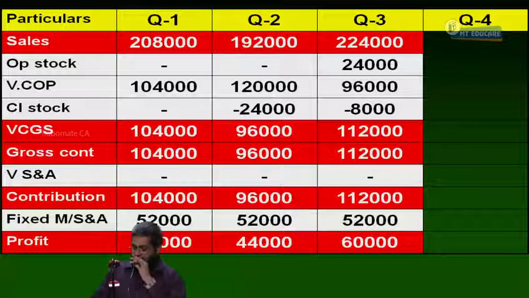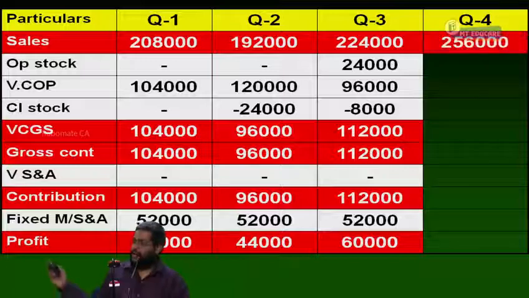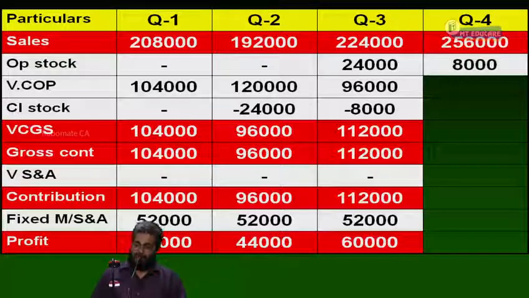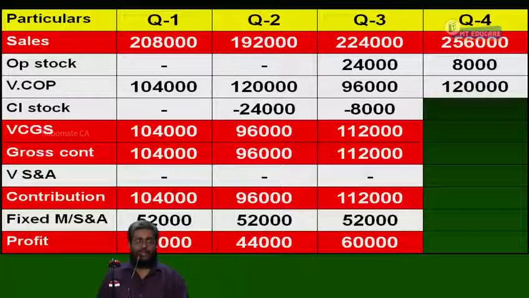Last quarter. How many units am I selling in quarter 4? 32,000 units, at how much rupees? 8 rupees. Tell me the amount here: 2,56,000. What is the opening stock? 8,000. The closing stock becomes the opening stock. How many units am I producing? 30,000. What is the cost of producing every unit? 4 rupees. The variable cost of production is 1,20,000.